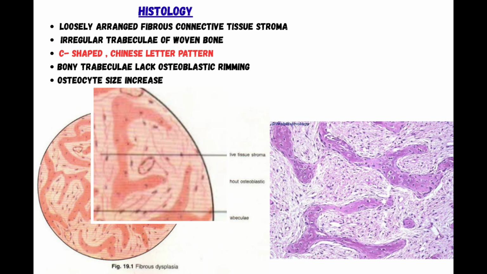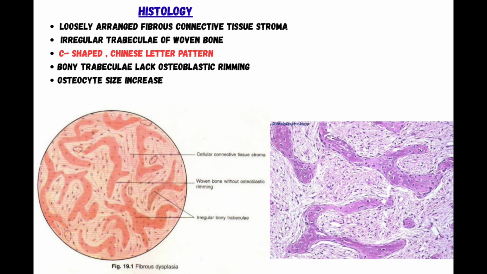Let's get into the histologic features. The histologic features are especially important in oral pathology. The first is the irregular, immature bony trabeculae. These trabeculae are poorly formed and haphazardly arranged, often described as Chinese letter pattern or alphabet soup pattern. They are primarily composed of woven bone, lacking the organized structure of mature lamellar bone.